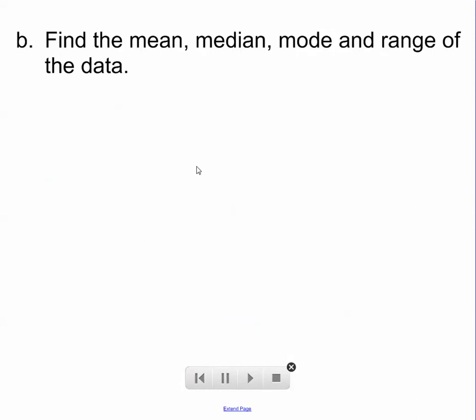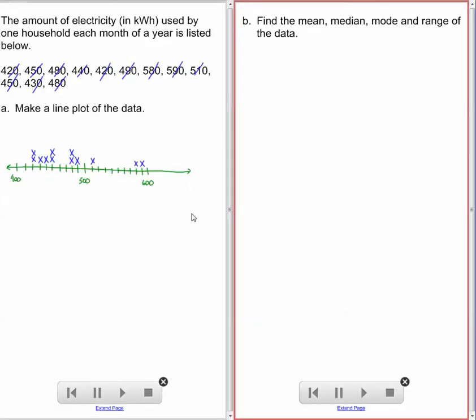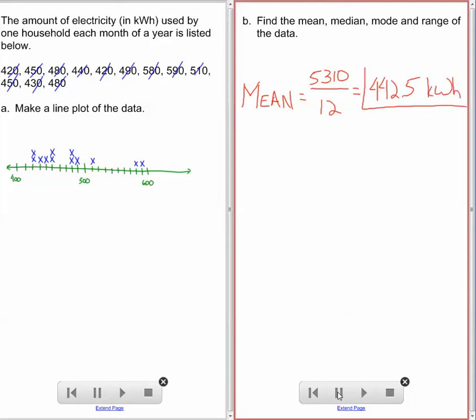Okay, find the mean, median, mode, and range of the data. So let's look at that data again. Well, the mean is the sum of all the numbers divided by how many there are. So if we add up all these numbers, I'll do it for you, we get 5,310. There's 12 pieces of data, 12 months in a year, which means the mean is 442.5. That's a measure of central tendency, and that's kilowatt hours, by the way. So 442.5, 10, 20, 30, 40, that's right about here.